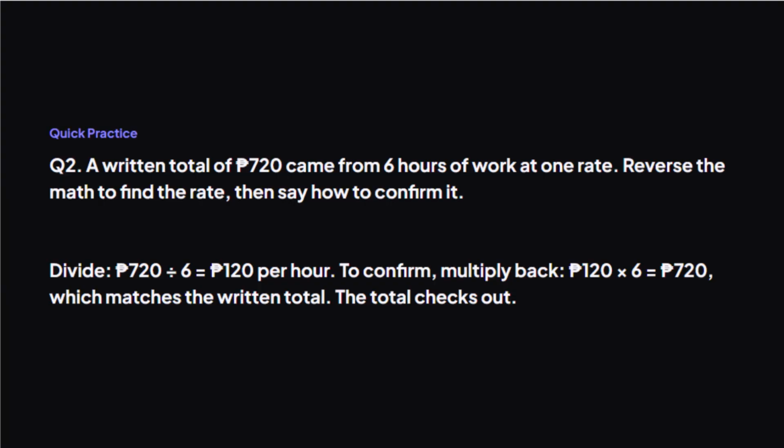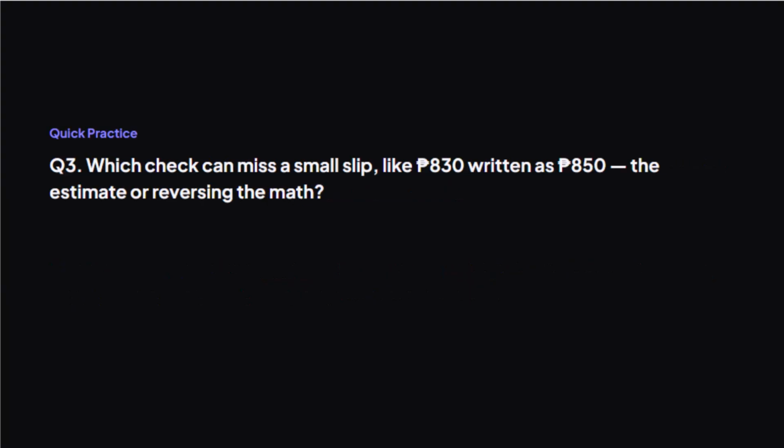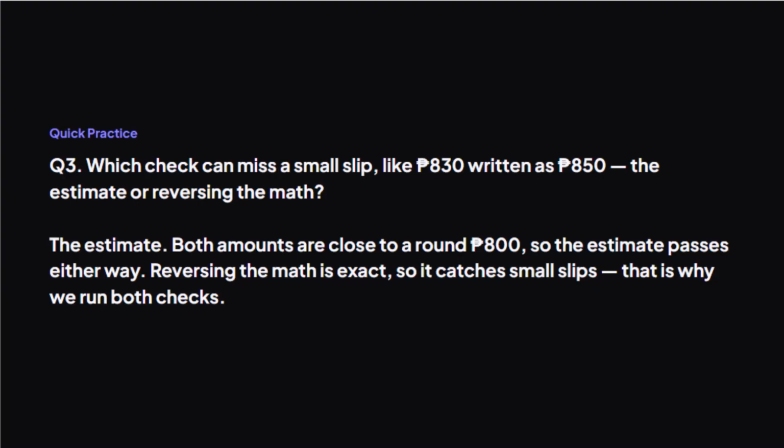And finally, let's have question number 3. Which check can miss a small slip, like 830 written as 850? The estimate or reversing the math? Let's answer. So the estimate. Both amounts are close to round 800. So the estimate passes either way. Reversing the math is exact, so it catches small slips. That is why we run both checks.